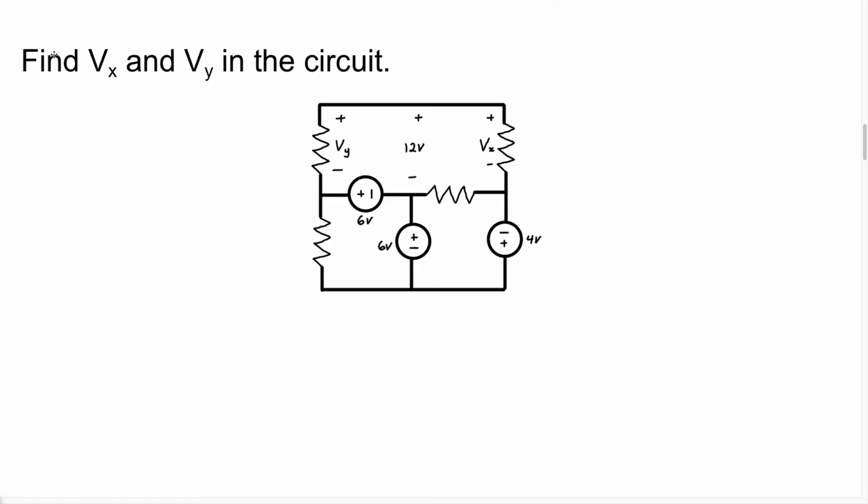So this question says find Vx and Vy in the circuit. So where is Vx and where is Vy? Well, we know this is Vx and this is Vy, and they give us the polarities of each of the voltages they want us to find. So now, we know we're going to be using Kirchhoff's voltage law, so let's label each loop. I'm going to label this one loop 1. I'm going to call this loop 2.